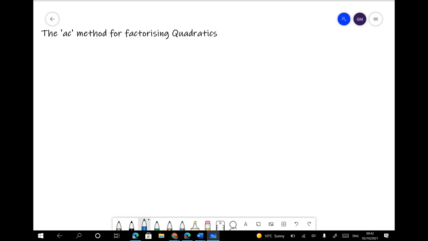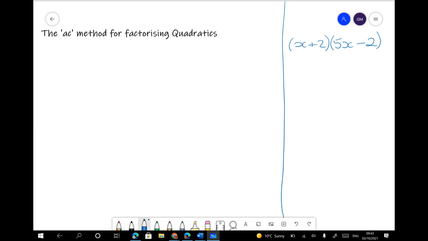In this video, we're going to look at what's called the AC method for factorising quadratics. I'm going to start off just by looking at what happens when I multiply out a double bracket. I'm going to do that down one side of the page, so I'm just going to put a wee separator down the page, and I'm going to multiply out a pair of brackets, and it's going to be x plus 2 times 5x minus 2.